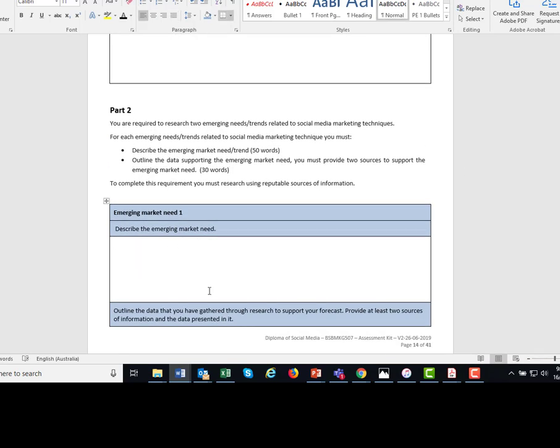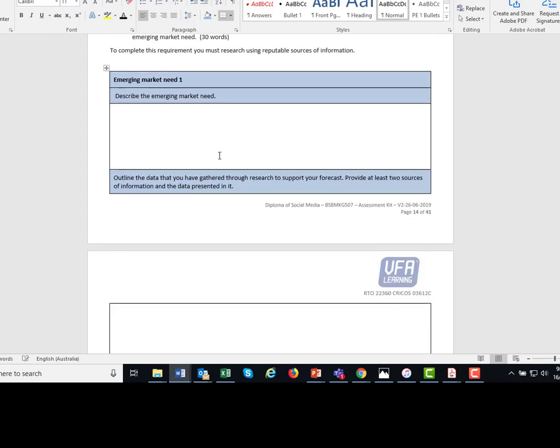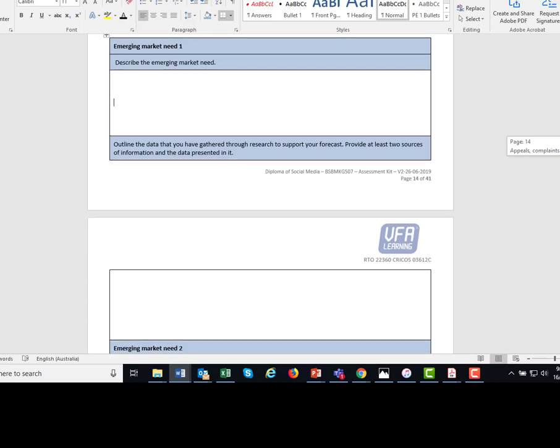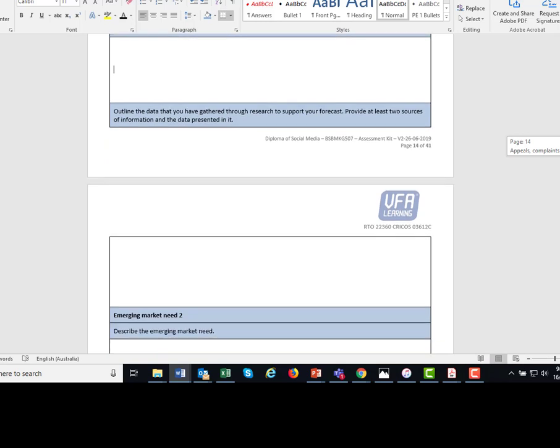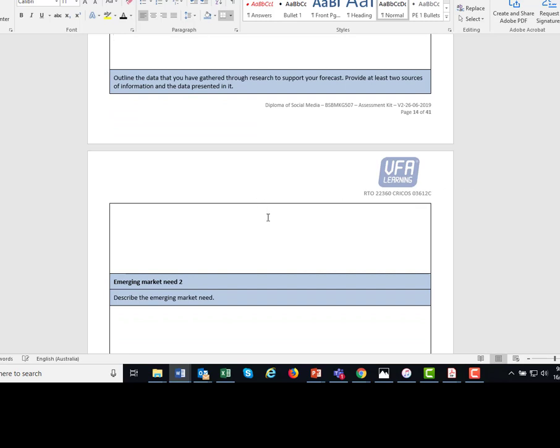So in here they've got to talk about the emerging market need or trend. Again, I looked up Hootsuite and a couple of different things, and they had these 10 trends going into next year or whatever. So they've got to say this is an emerging trend or need, and outline the data you have gathered. So here they've got to actually talk about this is why. They've got to put data behind it.